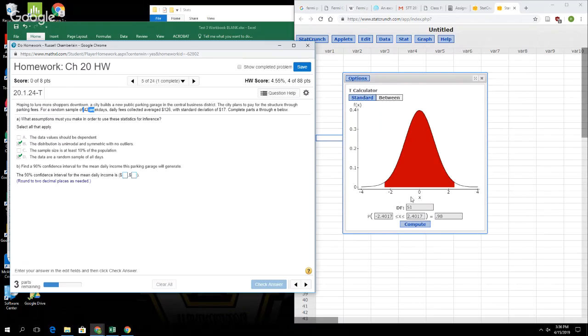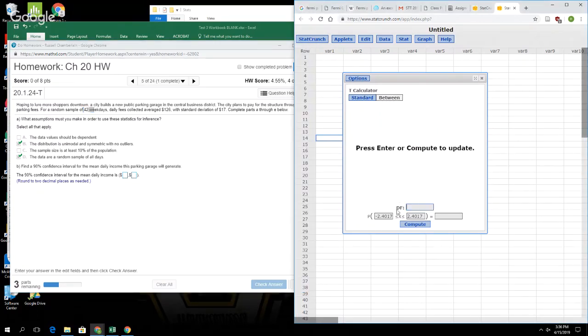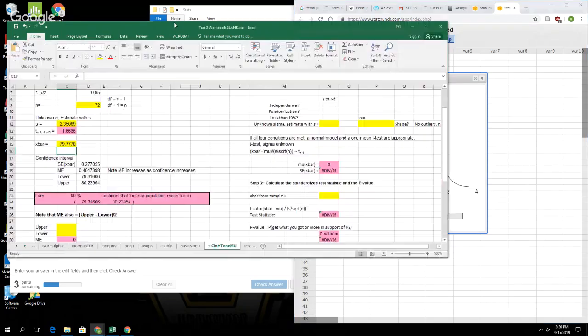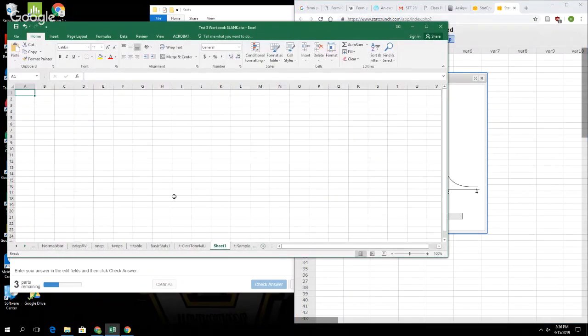First of all, doing it the old-fashioned way, my degrees of freedom are 41 because my sample size is 42 weeks. My probability I want there is 90%, so that's 5% above here, and 5% below here. Okay, so the critical value is 1.6829. So, how would I work that?